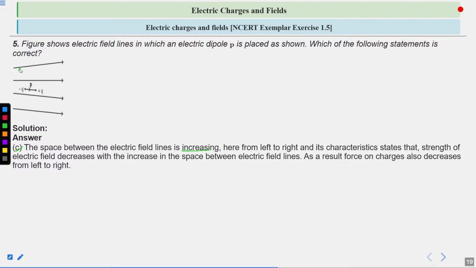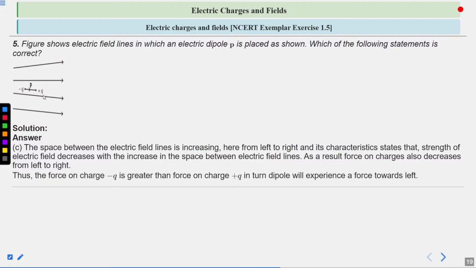Look at here. Space between electric field lines is increasing here, from left to right, and its characteristics states that strength of electric field decreases with increase in space between the electric field lines. As a result, force on charges also decreases from left to right. So force decreases. Thus force on charge minus Q is greater than force on charge plus Q. In turn, dipole will experience a force towards left.